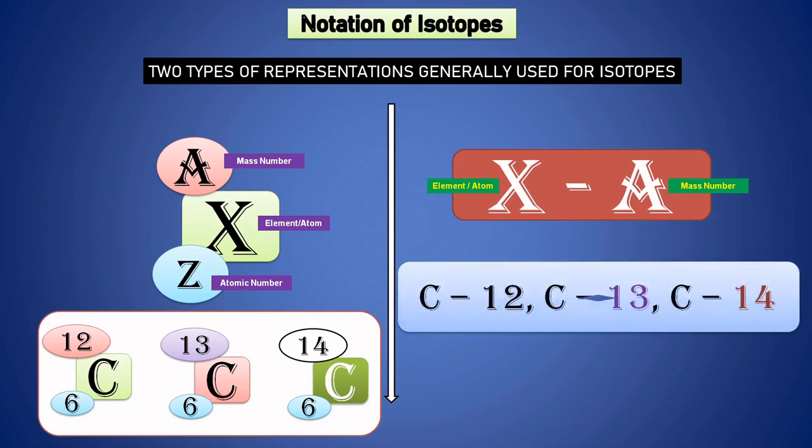Example. The different carbon isotopes can be represented in another way. C12, that means carbon with mass number 12. C13, carbon with mass number 13, and C14, carbon with mass number 14. In this way, we can represent isotopes using either notation.